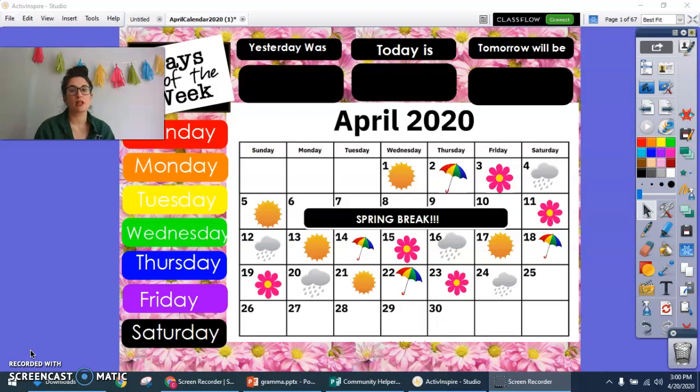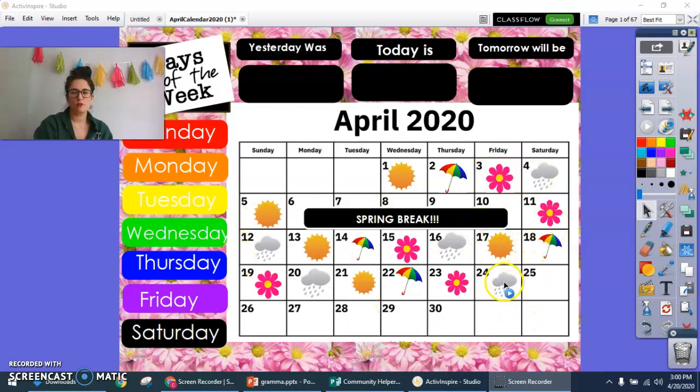So we have been working on our pattern, and this is an ABCD pattern at the core. So you see here in our core is sun, A, umbrella, B, flower, C, rain cloud, D. So A, B, C, D. And then it's repeated as we go along.